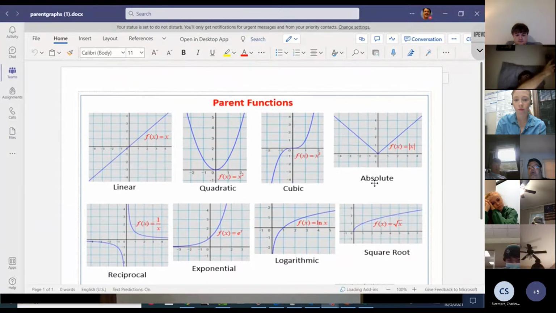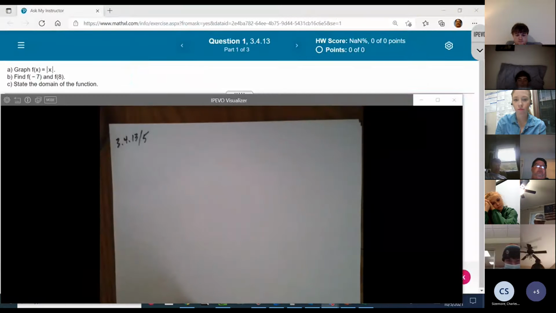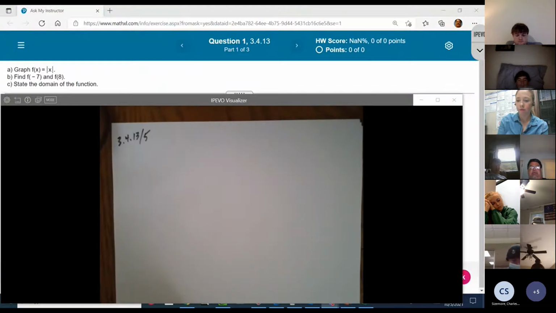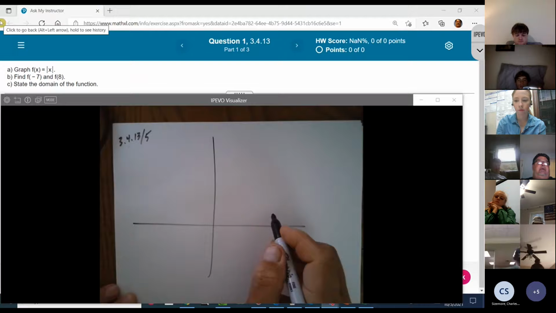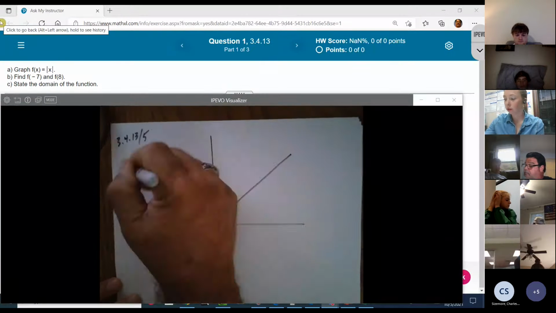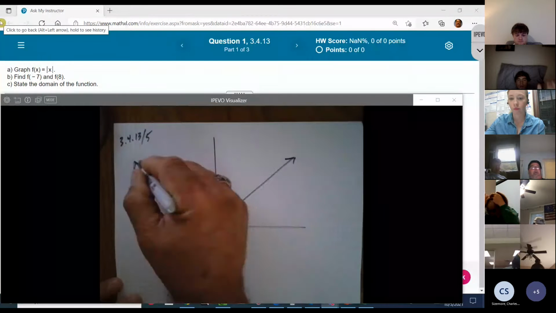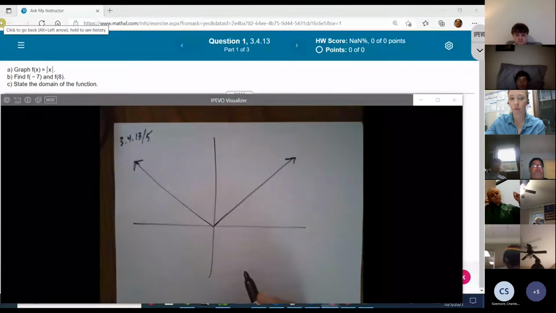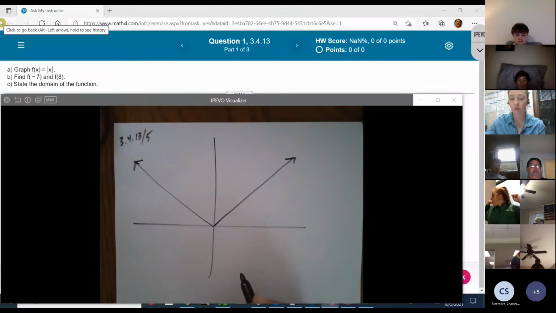So what does absolute value look like? Looks like a V. Absolute value, absolute vodka. V in vodka and value starts with a V. So it looks like a V. So this problem looks like a V. It doesn't have an X and Y intercept is 0, 0. So it looks like this. And -7 is going to be 7, and 8 is going to be 8. Domain is all real numbers. Range is from 0 to infinity.